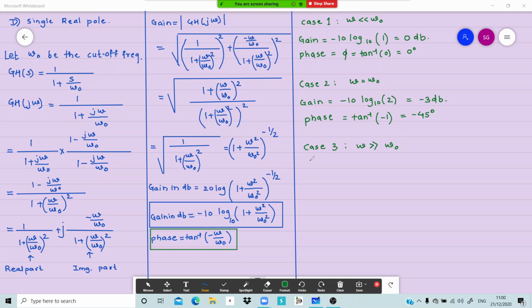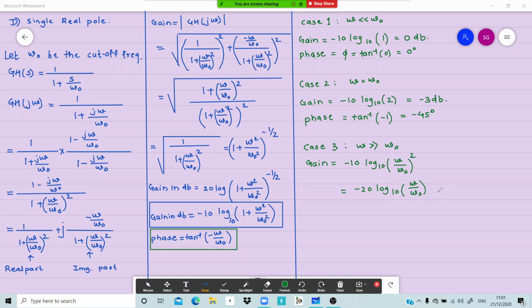So in that case the gain will be minus 10 log of 10. See, now because this is very large, this term will become dominating. Compared with 1, it will be very much on the higher side, so definitely you can neglect this, and it is going to be equal to omega upon omega 0 bracket square. So what I can write for this? Minus 20 log to the base 10 of omega upon omega 0.